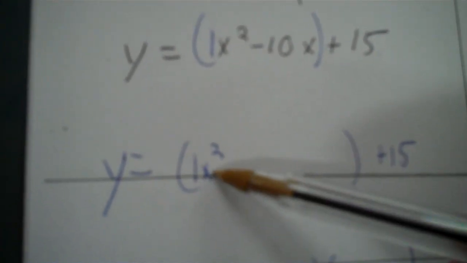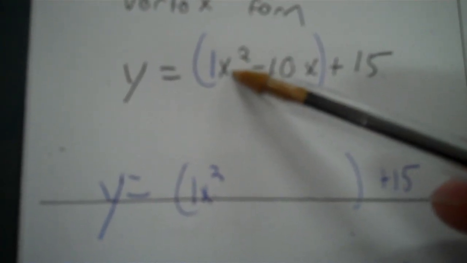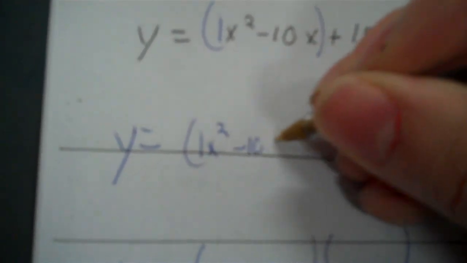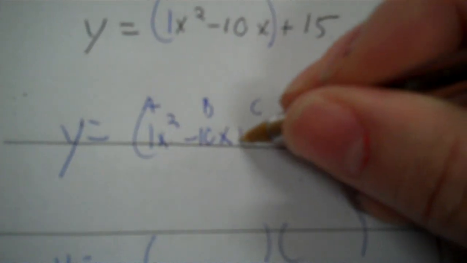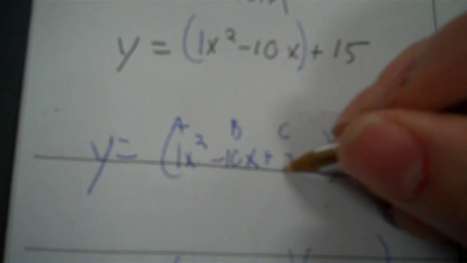Now, I need 1x second. Do I already have 1x second? I do, so I just put the minus 10x. And this is my a, this is my b. This is not going to be my c. I come up with my c with this formula here, b divided by 2 to the second power. So b is negative 10. Negative 10 divided by 2 is negative 5. And then negative 5 to the second is negative 5 times negative 5, and that's going to be 25. So that's your c value.